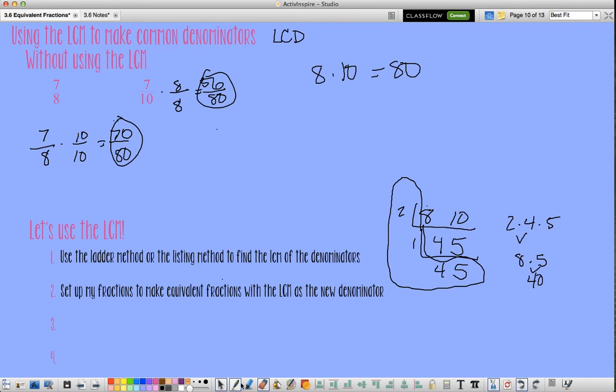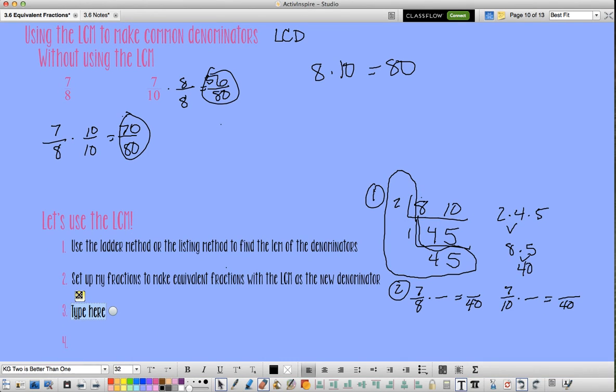Okay, so step 2. So this is step 1. Step 2, I have 7/8 times something, and I want to get to 40 as my new denominator. 7/10 times something with 40 as the new denominator. My third step, find what you multiply by to get to 40 and multiply your numerator by that number.